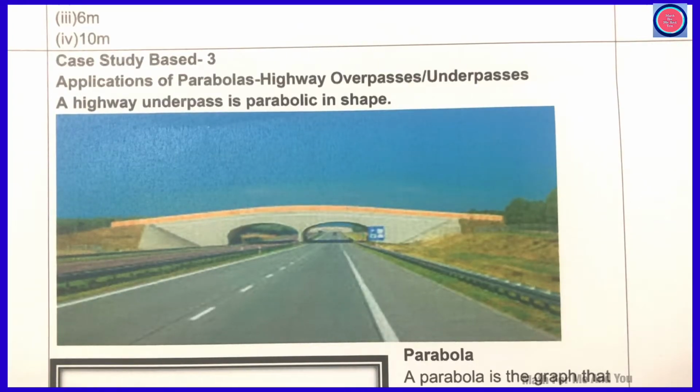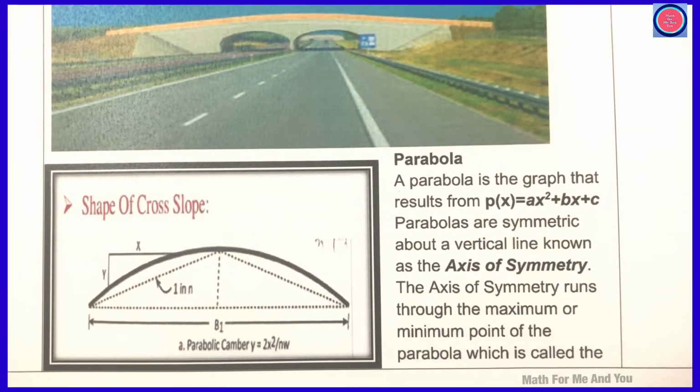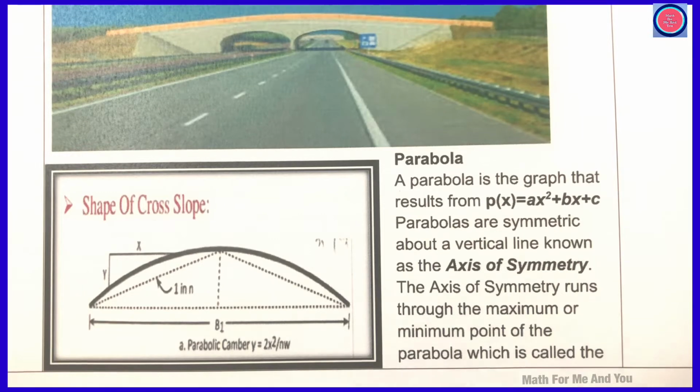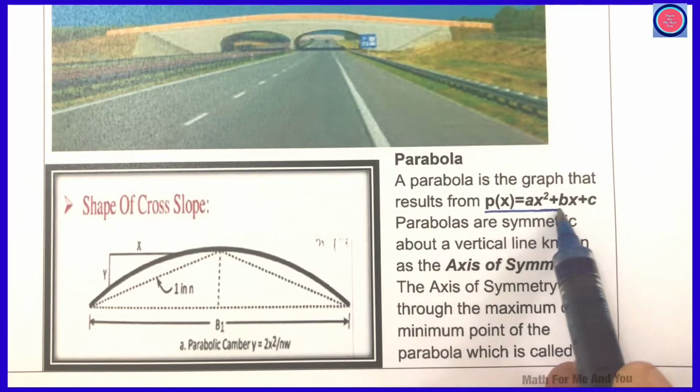Case study based question 3. Application of parabolas. A highway underpass is parabolic in shape. Read this paragraph. Quickly we can read. A parabola is a graph that results from p of x equals ax square plus bx plus c.